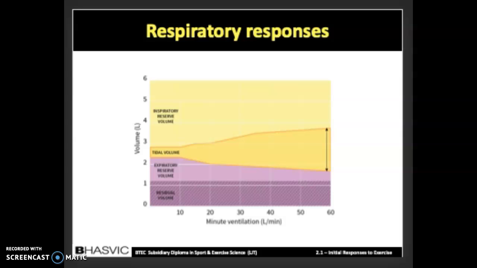During exercise, muscles are in need of more oxygen and need to expel waste products such as carbon dioxide. Therefore, the increased rate of respiration means that oxygen can be supplied to the muscles and carbon dioxide can be diffused into the alveoli and be exhaled.